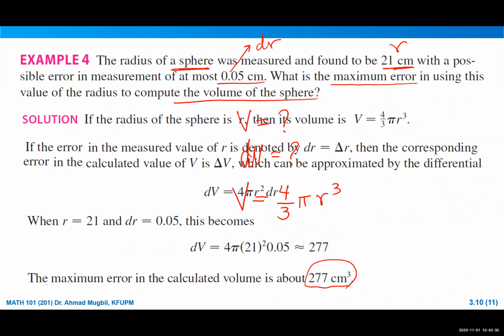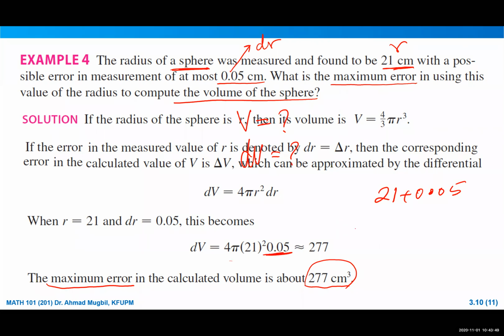Now it is the maximum. How can I make sure that it is the maximum? Because here, Shabab, it is, for example, 21 plus 0.05, more or less. Wherever it is positive here, if dV is negative, it will be less. So this is the maximum error that we could have according to that.